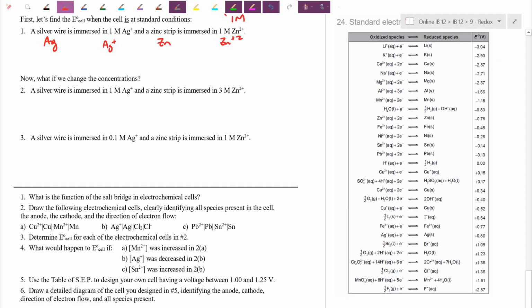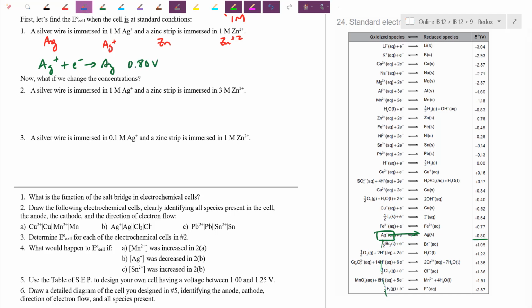Check your table. Start from the bottom left and go upwards. What's your first match? As you go upwards, I've run into silver first, so that's going to be the reduction at positive 0.80. So silver is going to gain an electron, becoming silver solid, and that reduction potential I can just read right off, 0.80.